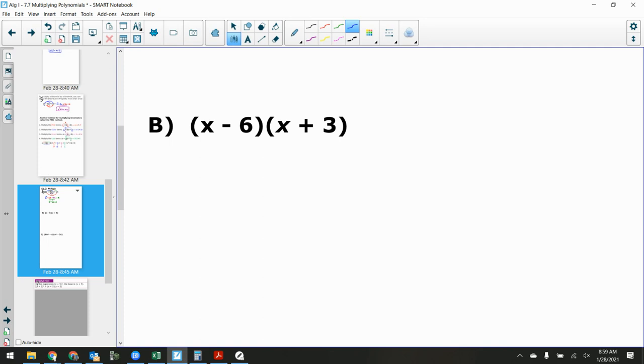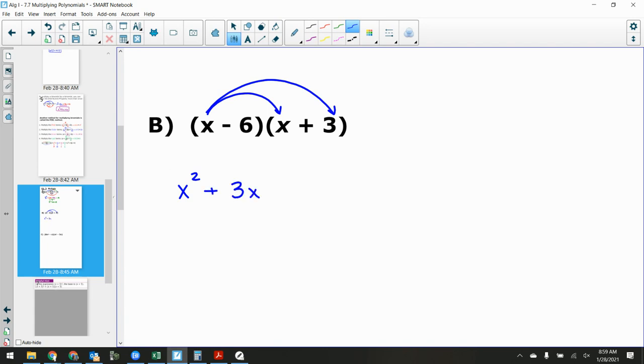Okay. X minus 6, X plus 3. So let's distribute that. Let's say X times X. What is x times x? X squared. X times x is x squared. Be careful with that. And then we take x times 3. What is x times 3? 3x. And it's a positive 3x, correct?